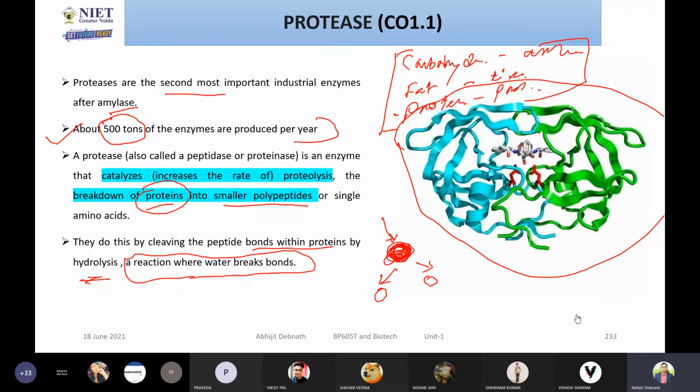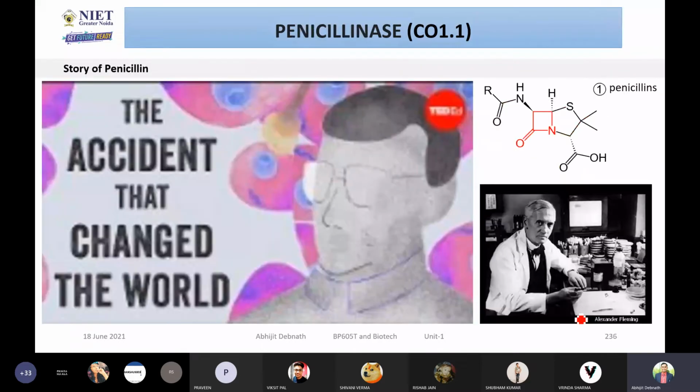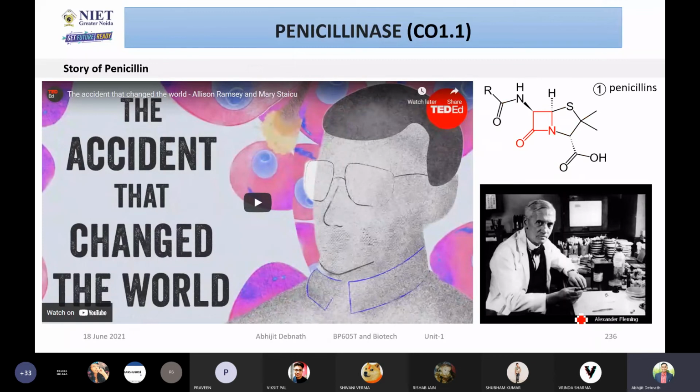Okay, now I have a very interesting one, the last enzyme, I think, in this particular subtopic. How many of you are aware of penicillin? Have you at least heard the name sometime? Anybody, please raise your hands, those of you who are aware or have heard about penicillin. If you can tell me in which disease it is used, I will be even happier. Okay, Pragya, Shikha, they are aware.